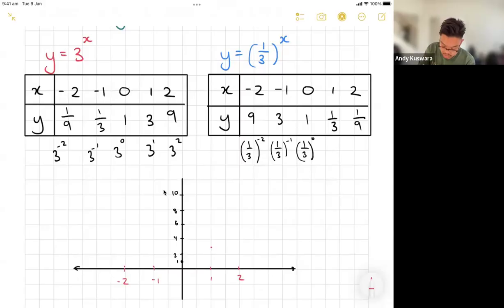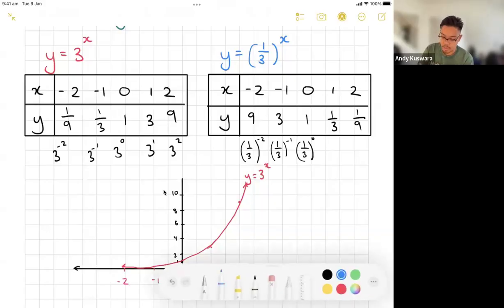At 1, it's 3. And at 2, it's 9. And so you can see here, it grows quite quickly. And I'm going to try my best. It's not going to be perfect, but I want you to imagine that it is. Okay. So that there is my y equals 3 to the x.